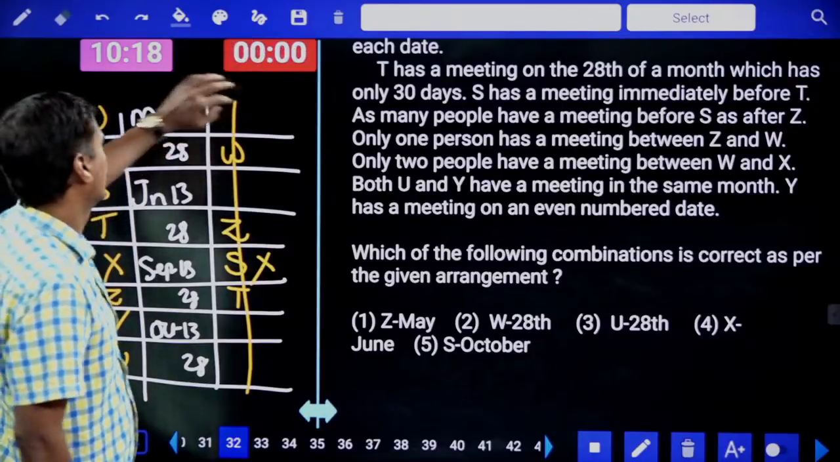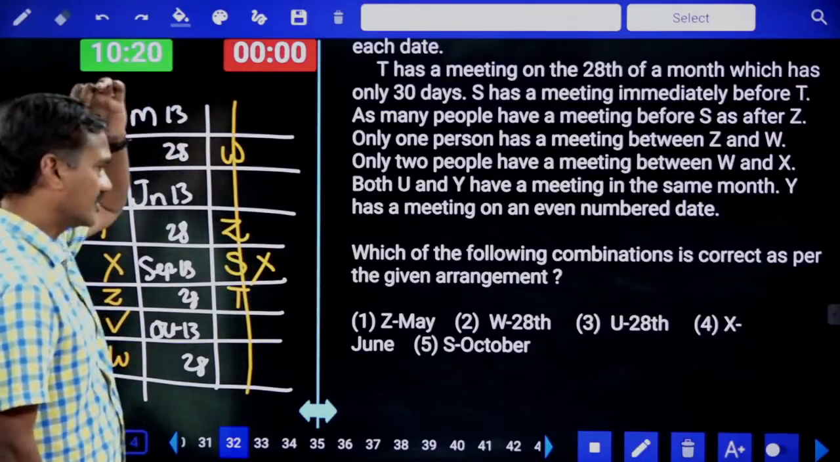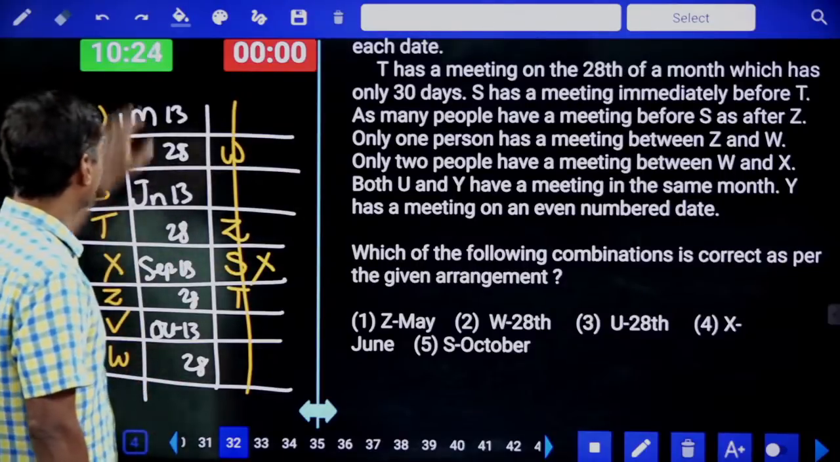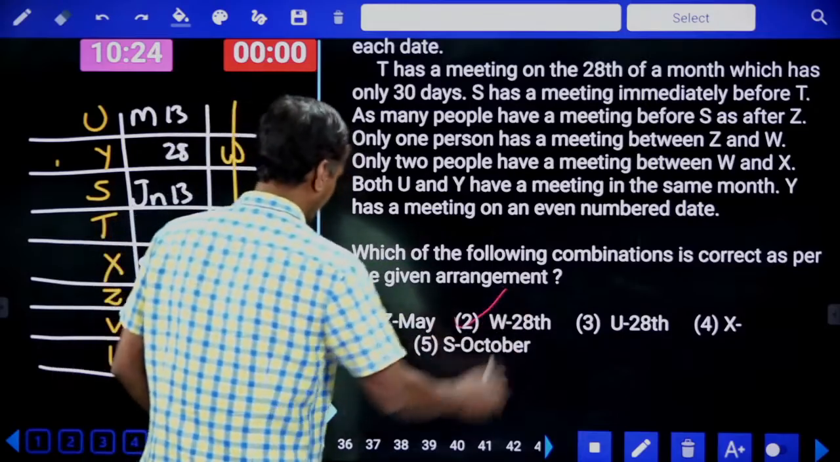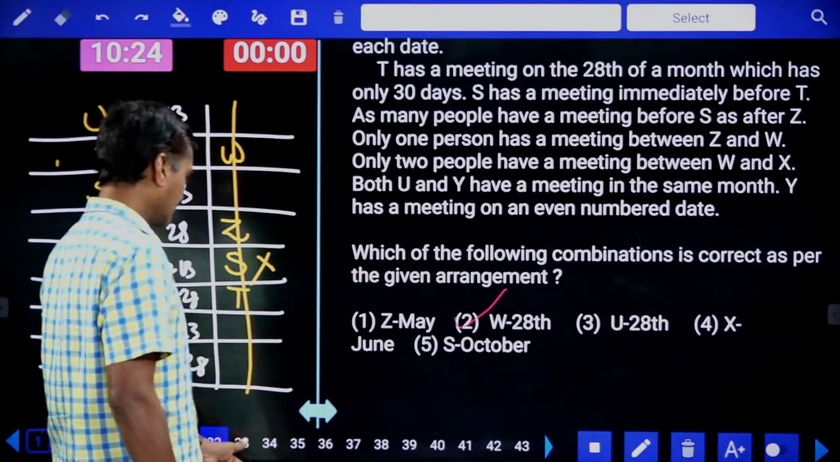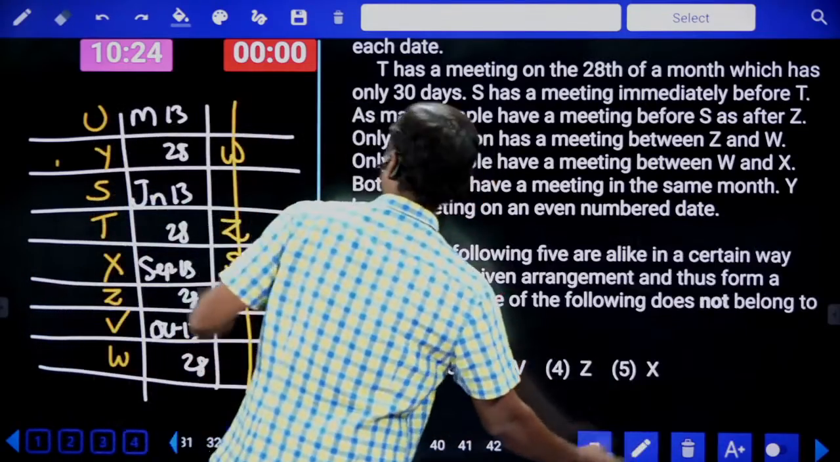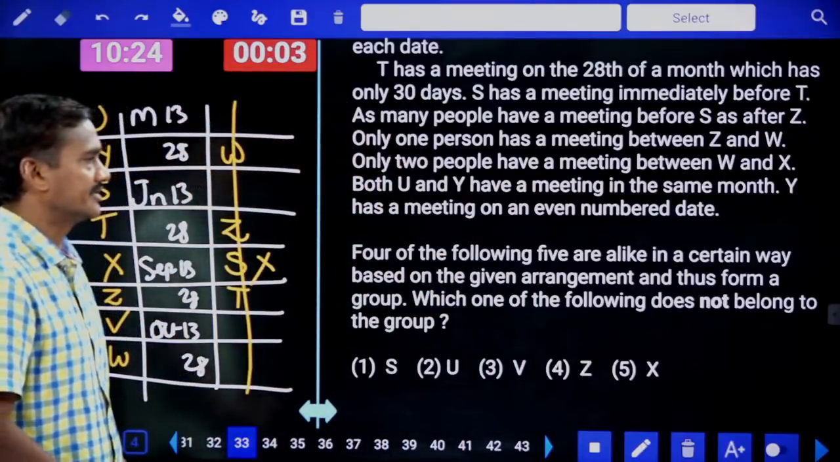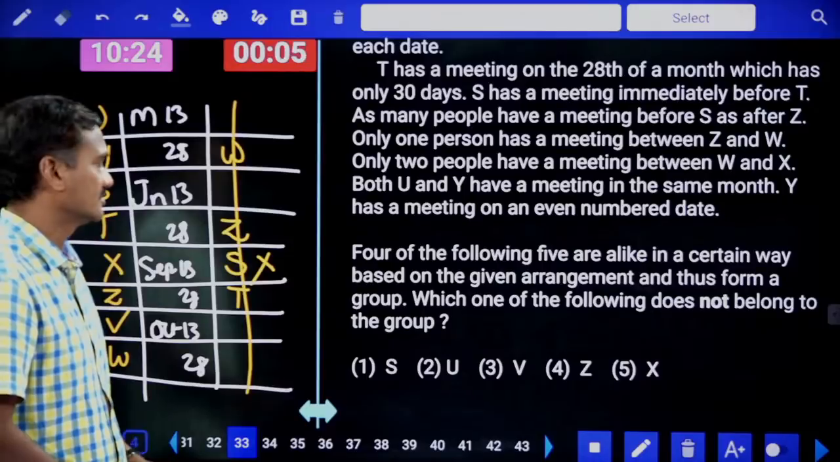Is it done? No, sir. Which of the following combinations is correct? Z in the month of May, that is false. W is 28th, definitely true. Choice 2, W 28th. Then question number 33. Now in this 33, four out of the following is nothing but an odd man out. Try to work out this one.